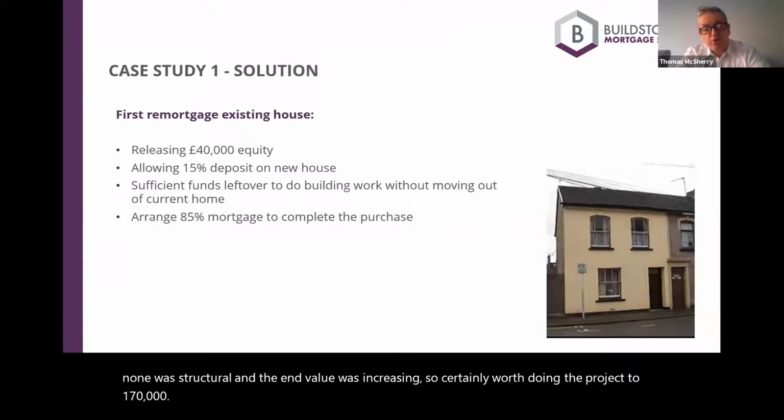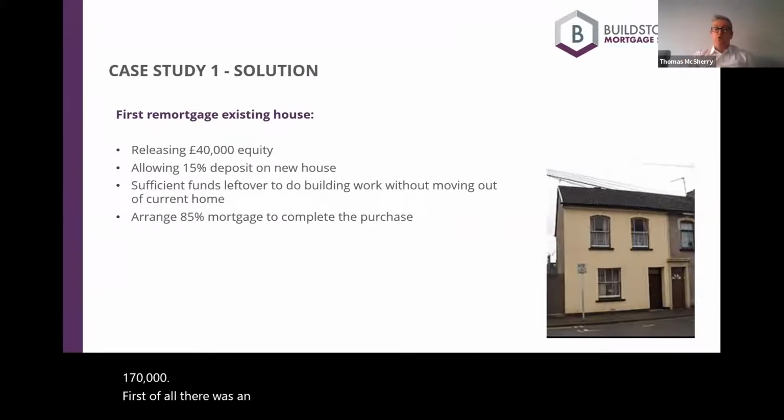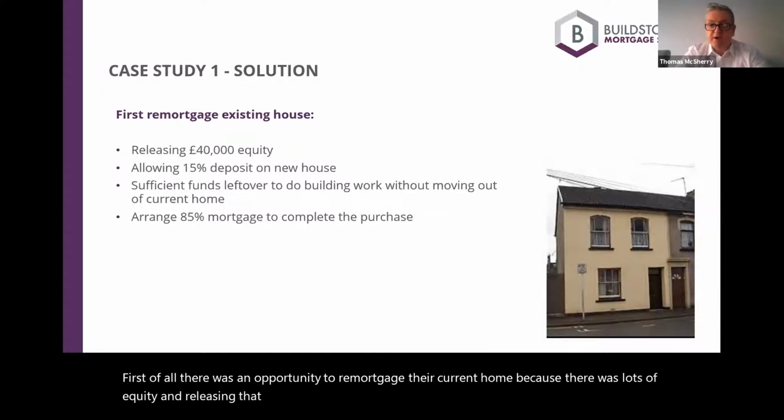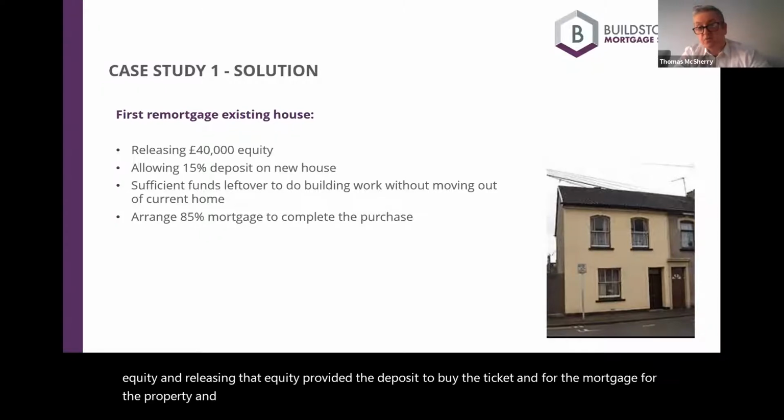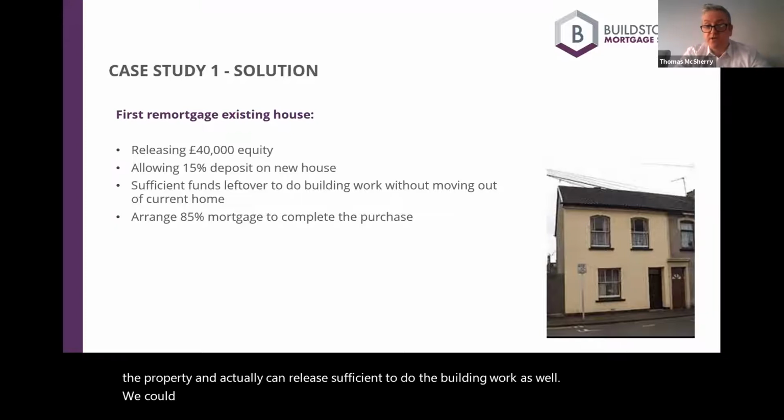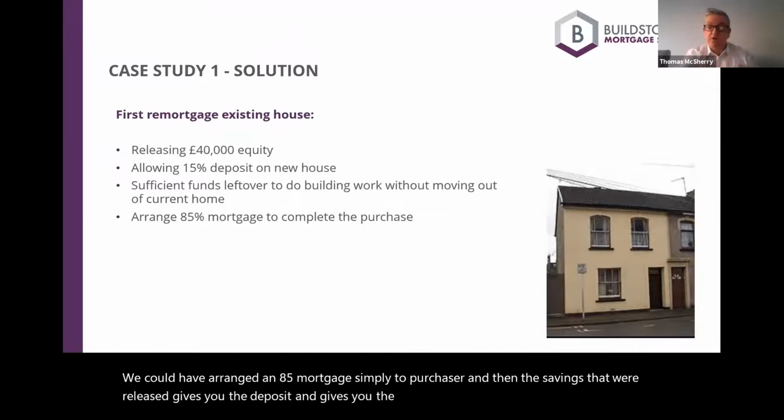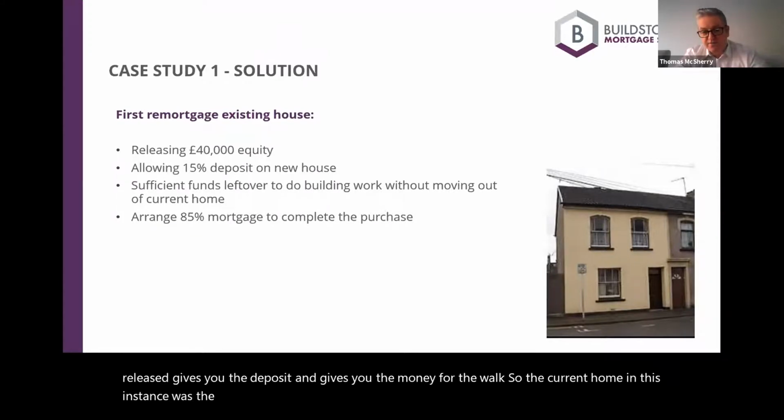First of all, there was an opportunity to remortgage the current home because there was lots of equity, and releasing that equity provided the deposit for the mortgage on the property, and actually could release sufficient to do the building work as well. We could have arranged an 85% mortgage simply to purchase it, and then the savings that we've released give you the deposit and the money for the work. So the current home in this instance was the catalyst and the driver to release the funds to enable the security of this property to renovate it and then move into the home.